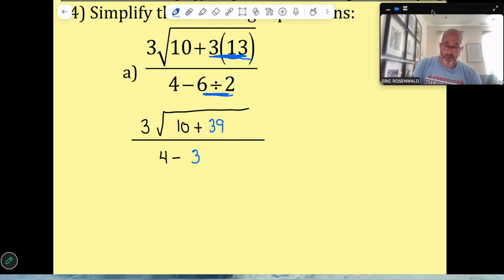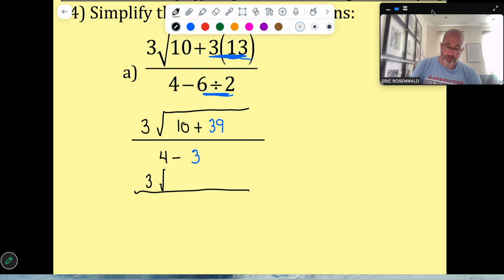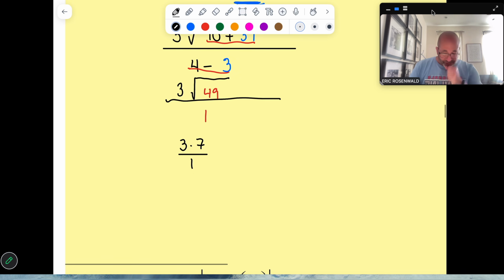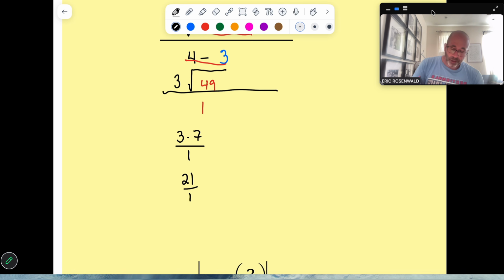Let's continue on. So from here, we're going to go ahead and simplify. We're going to have 3 square root of, let's go ahead and put these two together. So we're going to have 49. And then let's put the denominator together. That 4 minus 3 is going to give us a 1. Continue from there. We have 3. And remember, the square root of 49 is saying what number got multiplied by itself to equal 49. Well, the square root of 49 is just 7. And then we have divided by 1. So we end up with 21 divided by 1, which is just 21 for the final answer.